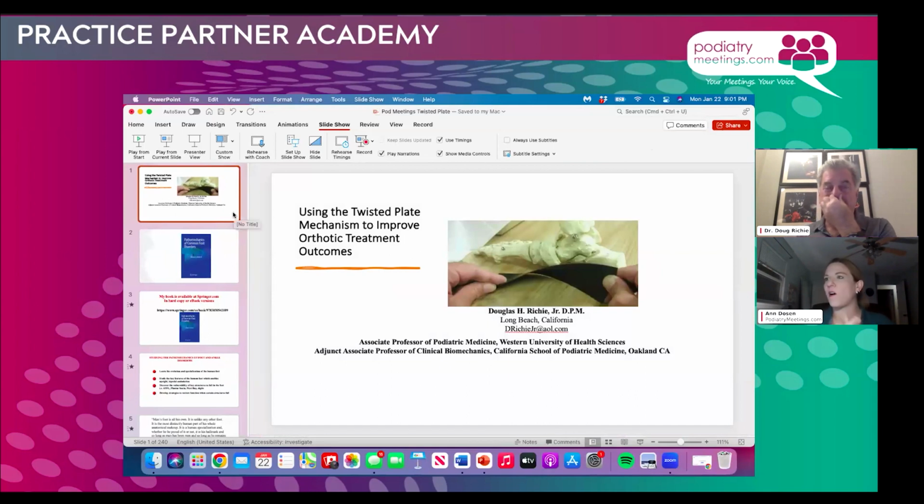Can you please discuss fitting the Ritchie brace into a shoe? And that's on the website, so you can check that out too. Well, I always say a Ritchie brace fits into a shoe pretty much as well as a functional foot orthosis in most cases.